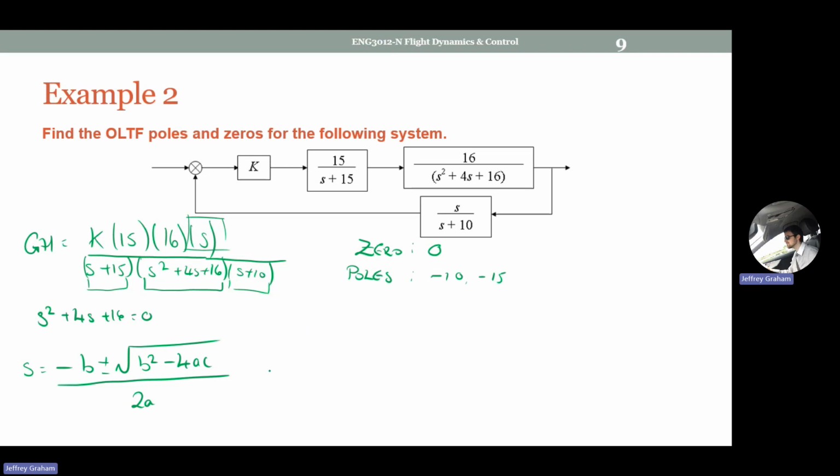Right, so a quick recap, you might know it since you've seen it. B is the S term, so it's plus 4. So that will be minus 4, plus or minus the square root of 16, take away 4 times 1 times 16, all divided by 2A, which is 2.